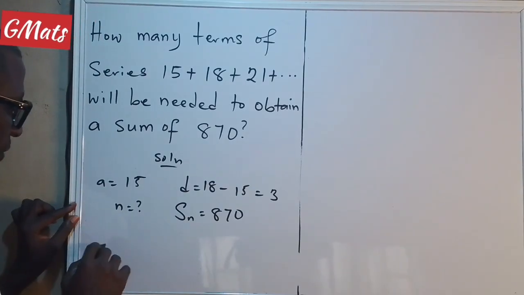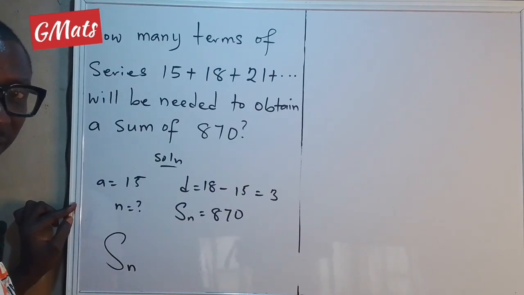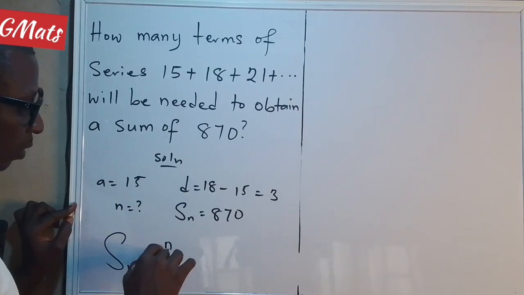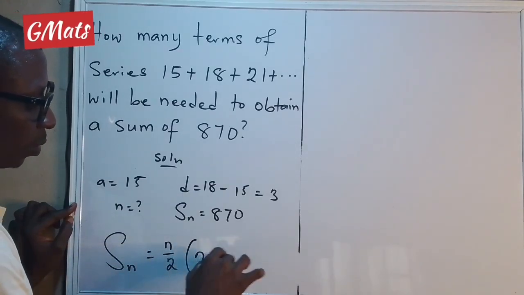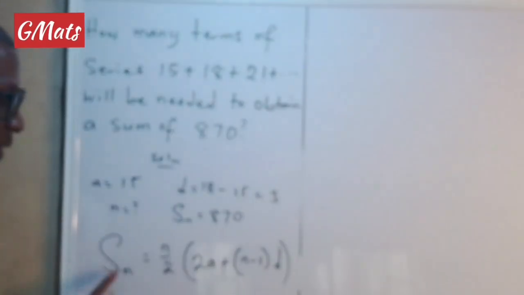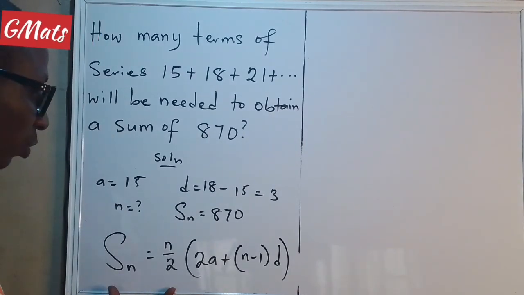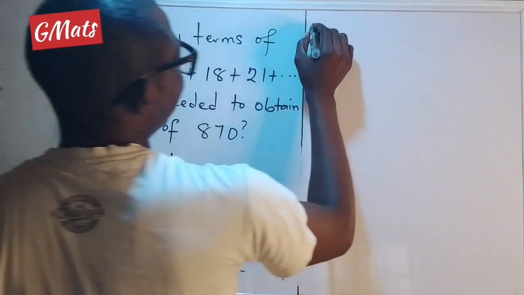Now let us write out the formula for calculating the sum of the first n terms of an arithmetic progression. So that Sn equals n over 2 open bracket 2a plus n minus 1 d. All right, so this is the formula for finding the sum of the first n terms. So now let's substitute. Now Sn is 870.